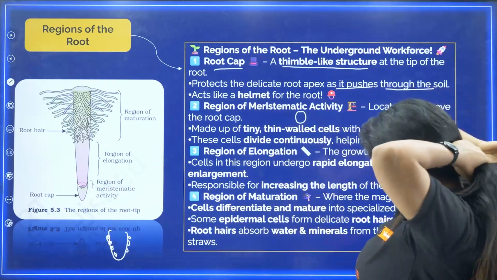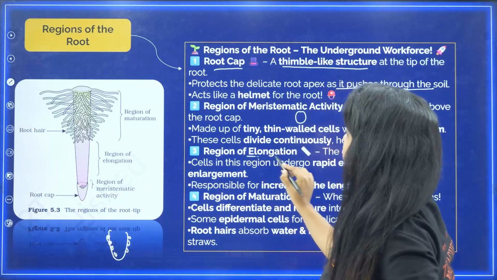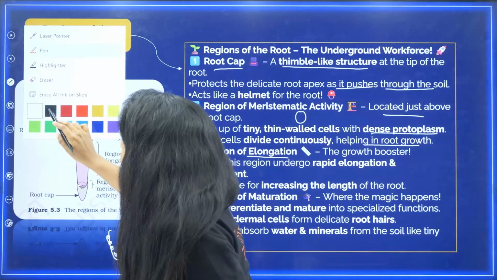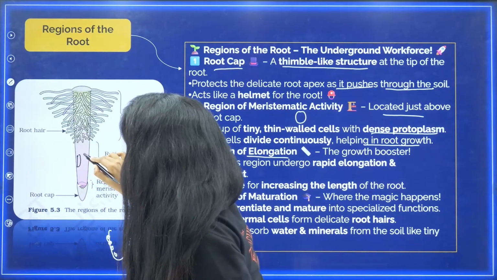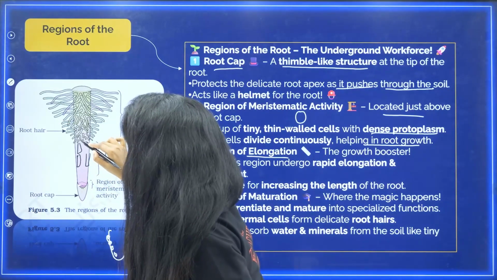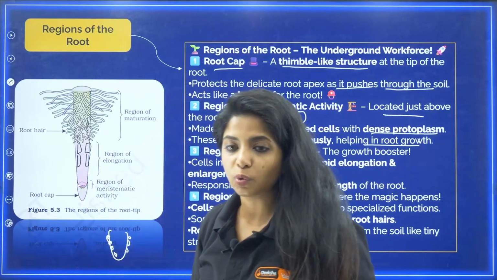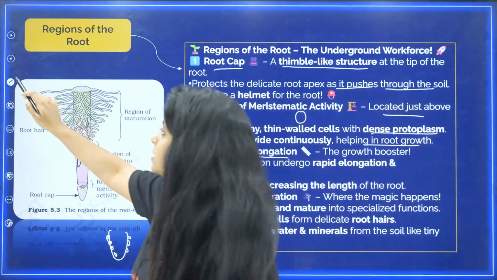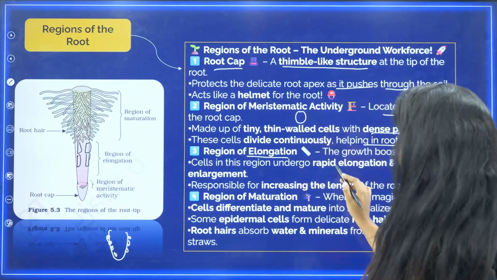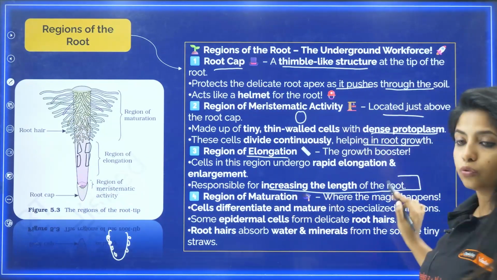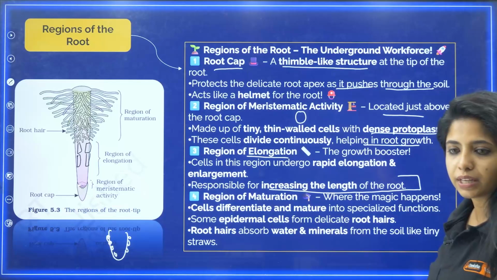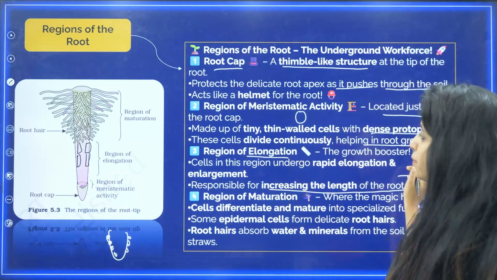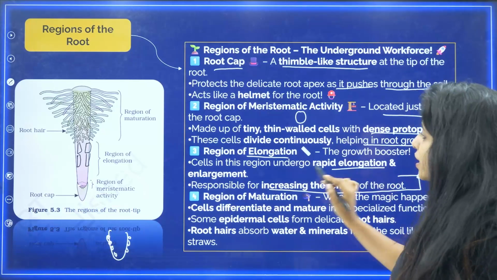Now the second region that you have is region of elongation. What is happening over here? So the cells over here, my dear children, are going to elongate. The cells that are over here, they are going to elongate and enlarge. What does this elongation do? When it elongates, my dear children, don't you think the root is also getting elongated? Yes. So can I say it is responsible for increasing the length of the root? Yes, it is responsible for increasing the length of the root. That is region of elongation, the growth booster. The cells in the region undergo rapid elongation and what? Enlargement.